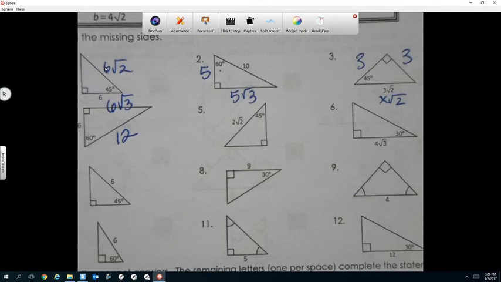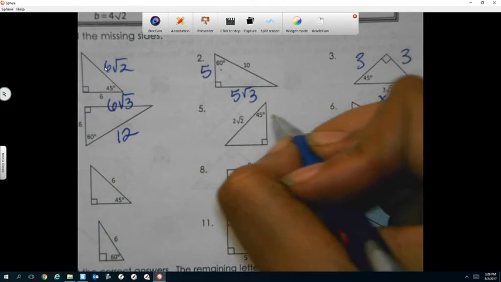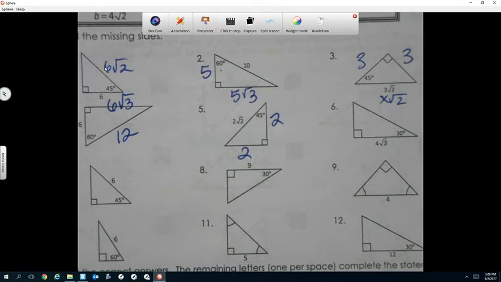For number 5, real simple, what should we get? 2 and 2. The legs are 2. So cross out our 2, our PY, and our TH.